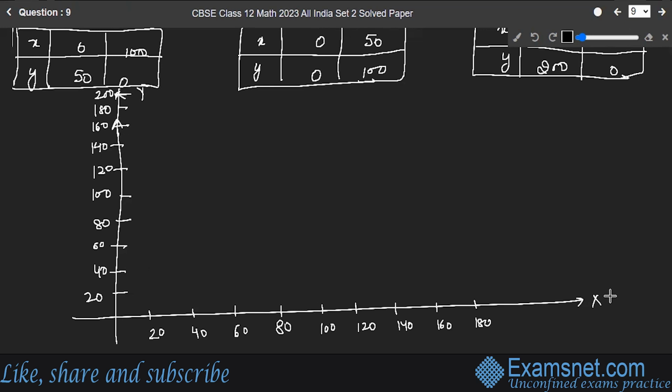Now let's plot the points. So the first one is 0, 50. That comes around here. Okay. And I'm plotting for the x plus 2y is equal to 100 line. And the second point for this is 100, 0. So this is the second point. Let's plot.